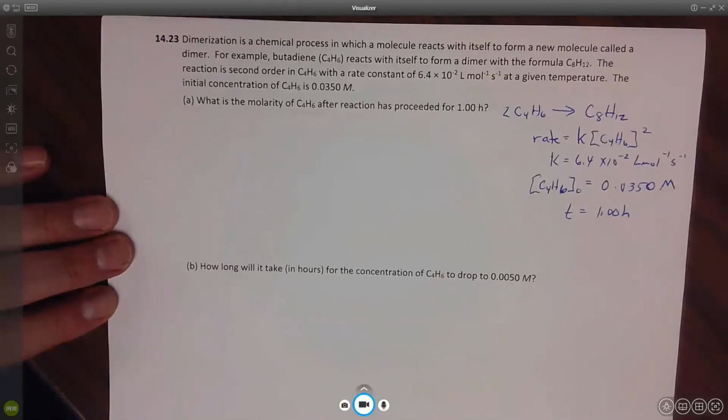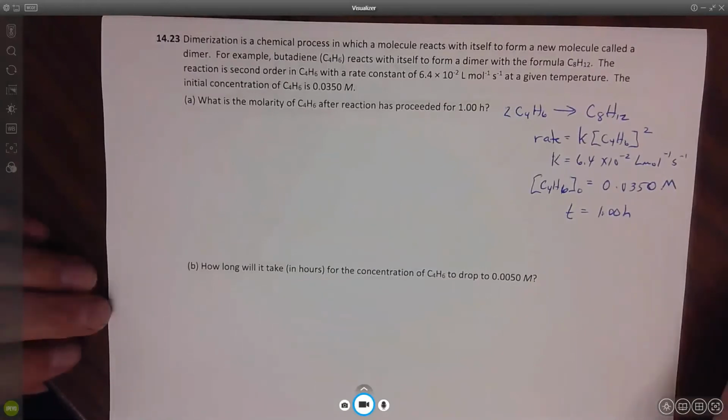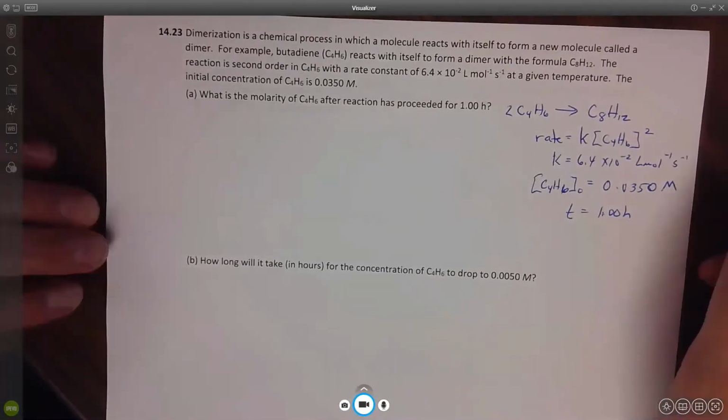Taylor, what do you think? What equation am I going to have to use to solve this? You would have to use one of the integrated rate laws. And specifically, which one? There's 3 of them. The second order one. Okay.